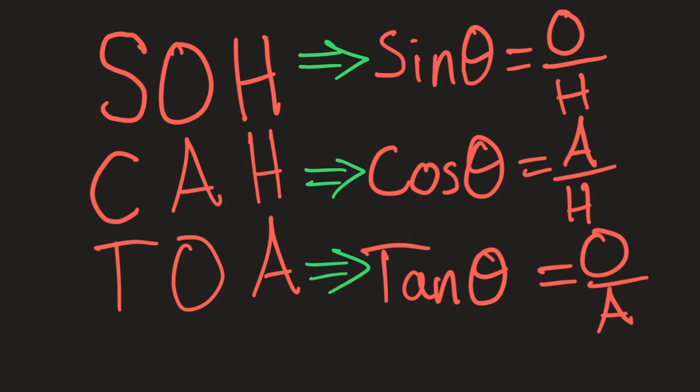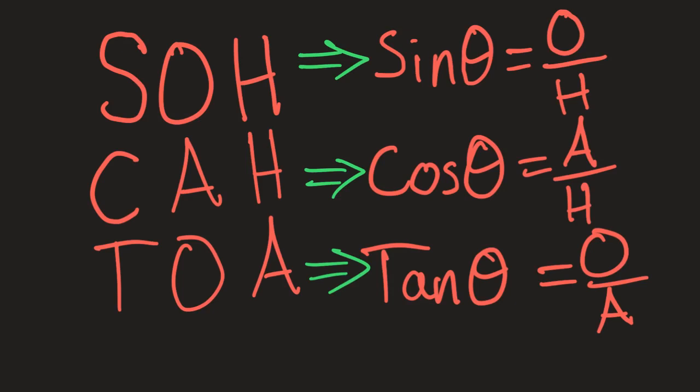Hi everyone, so this is a quick review video on Soh Cah Toa. Soh Cah Toa is a mnemonic you might have learned in geometry and is a useful way of memorizing which trig function to use with which sides of the triangle.